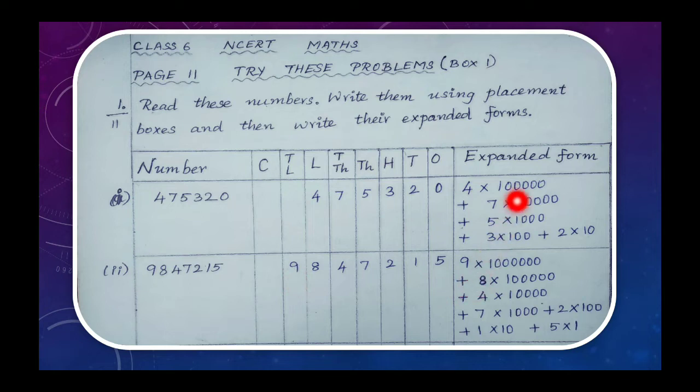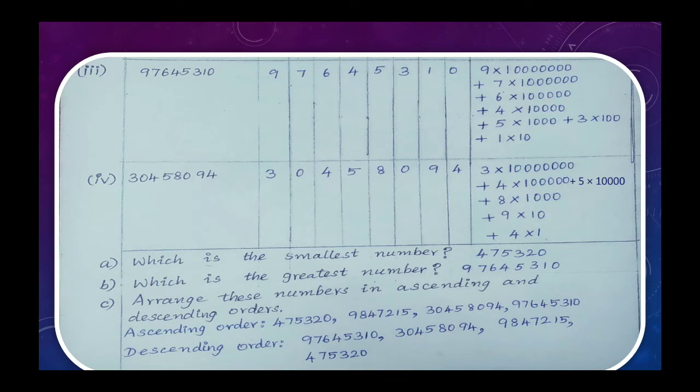So now we expand it as 9 into 10 lakh plus 8 into 1 lakh plus 4 into 10,000 plus 7 into 1,000 plus 2 into 100 plus 1 into 10 plus 5 into 1. See, we have expanded so. Is it clear now? Let us see some more problems.